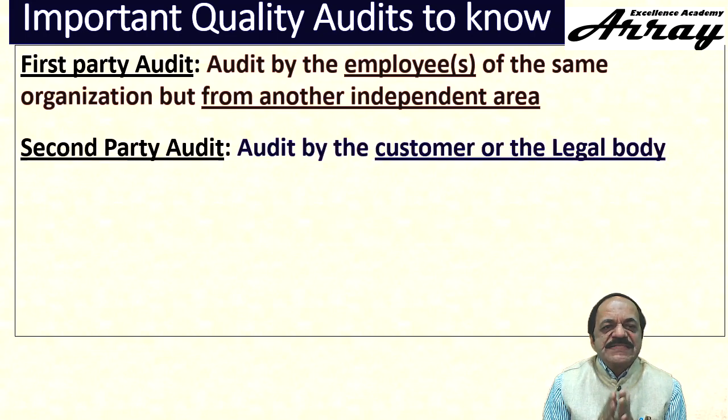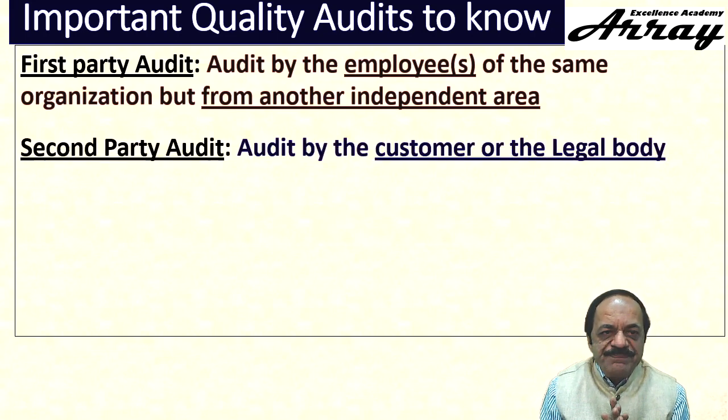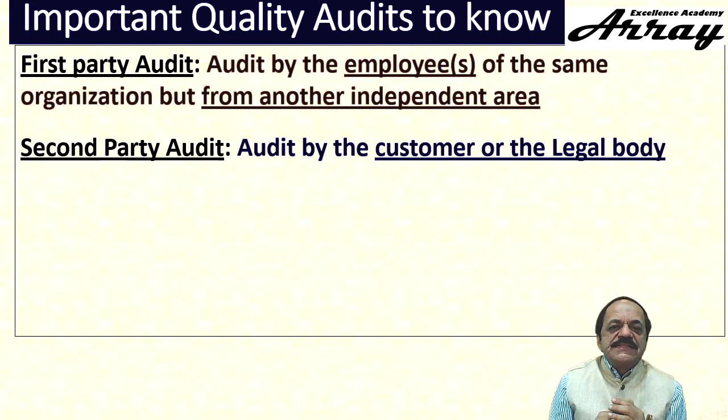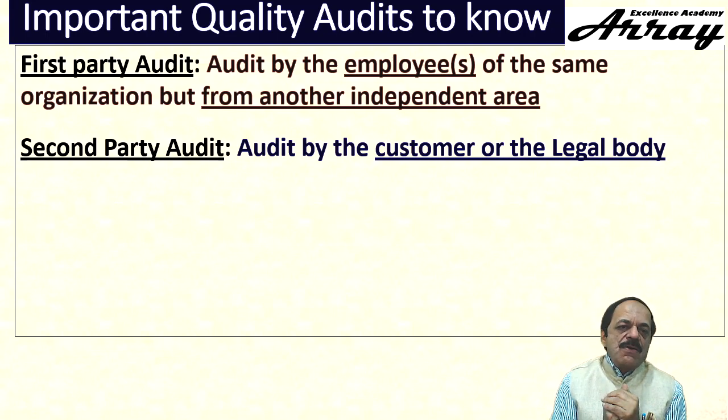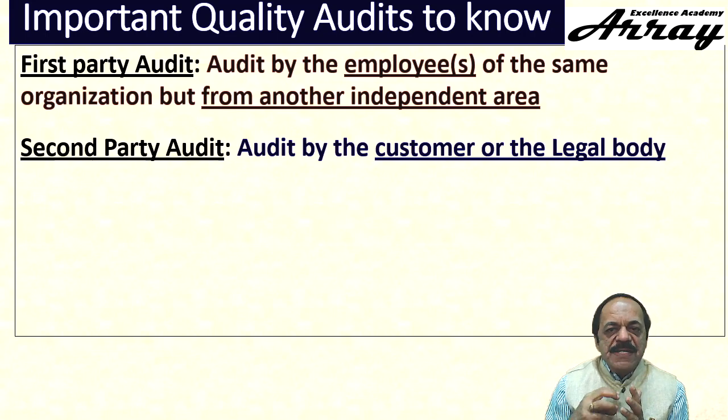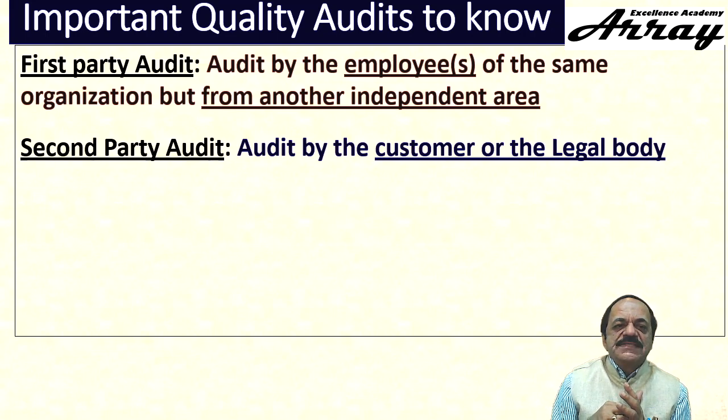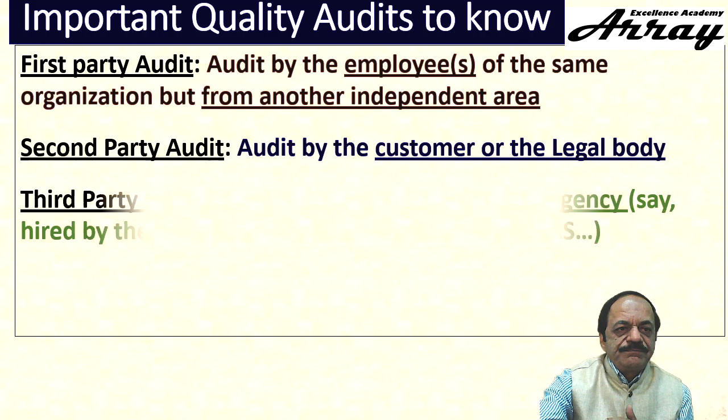There is what is called second party audit. Second party audit is generally done by the customer on the supplier or by the legal body on the organization where they would like to do the audit because they might have found some non-conformances successively happening here and there. So audit by customer to my place when I am the supplier to them, and audit by the legal bodies is called second party audit.